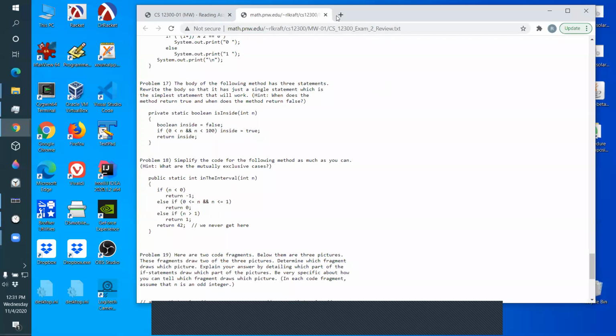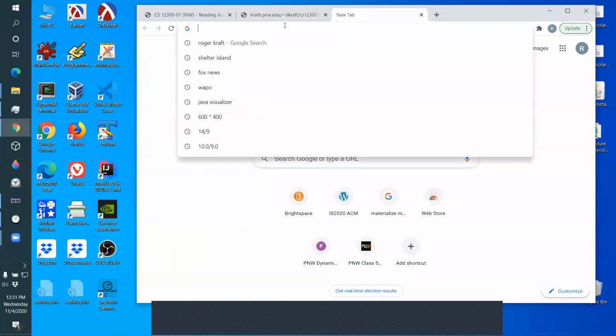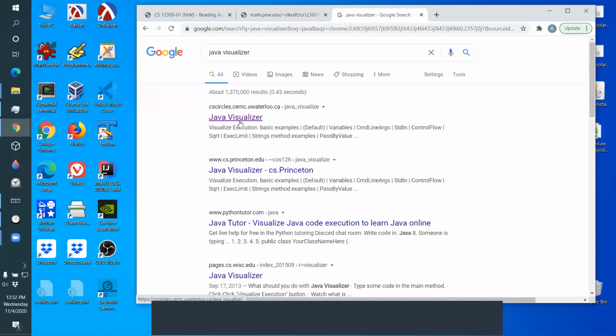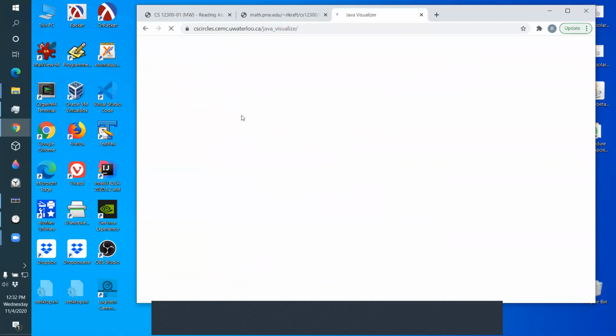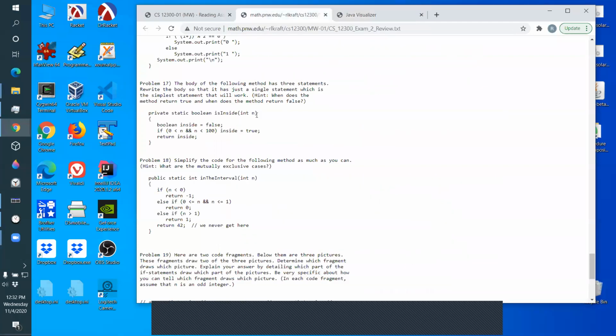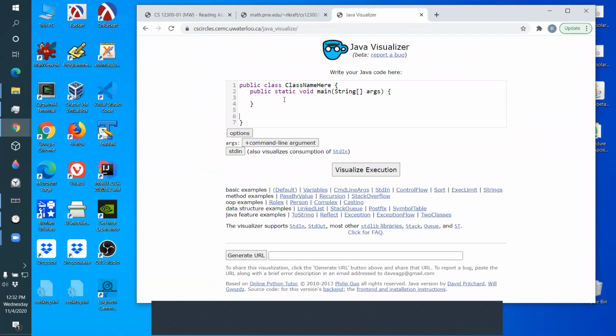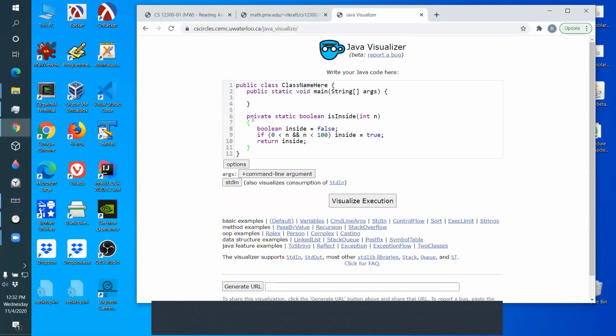Okay, so let me go ahead and go to Java Visualizer so we can write code there. Okay, so 17. We take this and put it in the Java Visualizer. So this is a method, so it would go alongside the main method. Now we have two methods here: the main method with nothing in it right now, and then this one, inside.